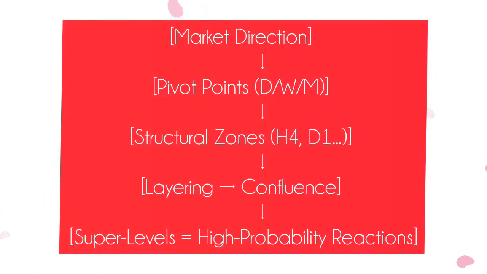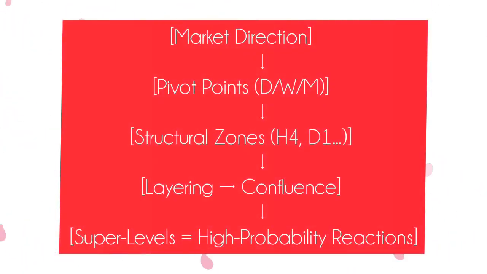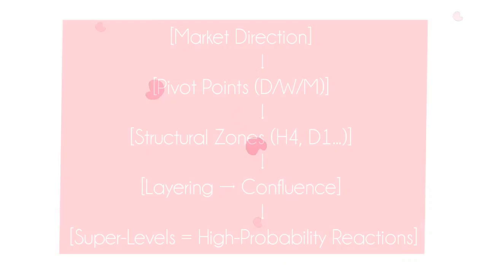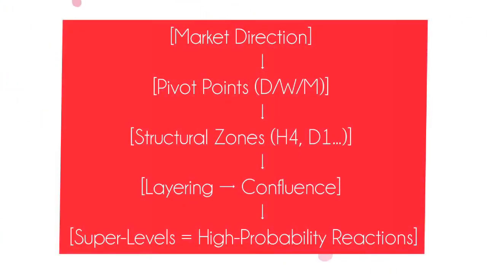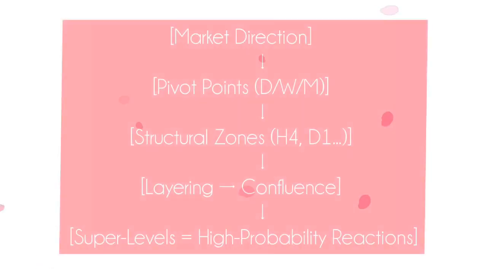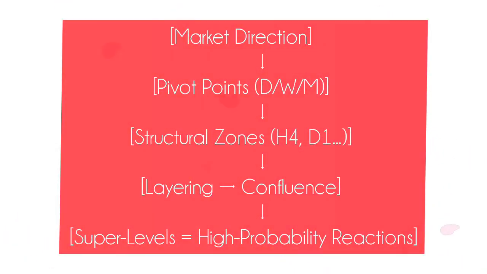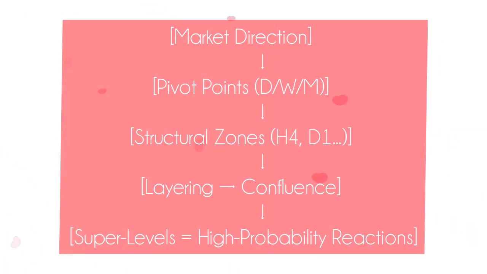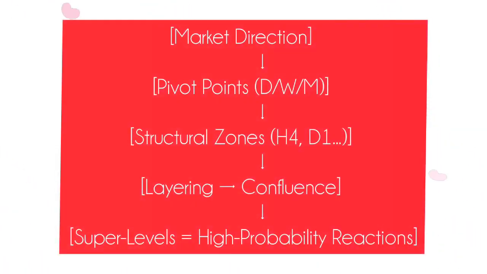This is the master technique of layering these different maps on top of each other. We learn to hunt for those magical super levels, a price point where a key structural zone, like an H4 demand, aligns perfectly with a major pivot level, like a weekly S1. These confluence zones are the highest probability areas on the chart, the points where the market is most likely to have a powerful and predictable reaction.